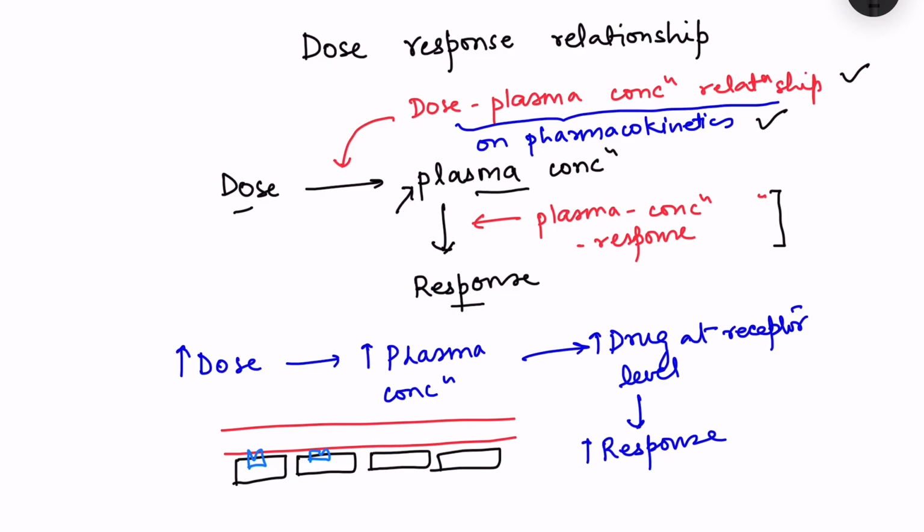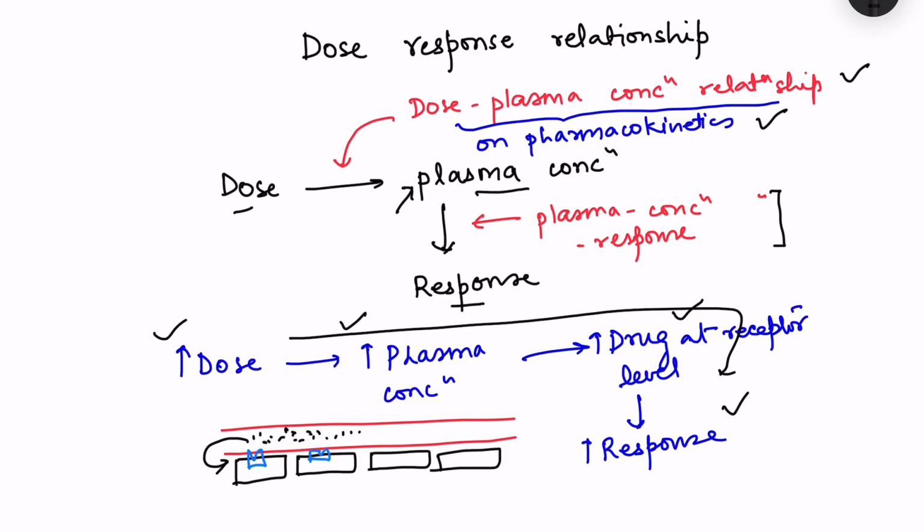However, when there is an increase in the dose, there will be an increase in the plasma concentration, and because there will be more drug within the plasma, obviously there will be an increase in the amount of the drug at the receptor level. And when we talk about pharmacodynamics, we are talking about how the drug is acting and how it is binding to the receptor and what are the changes it is making to the receptor. So if plasma concentration increases, the drug concentration at receptor level increases, so the drug response also increases. So that is why, because all this is connected, we are directly talking about the dose response relationship.